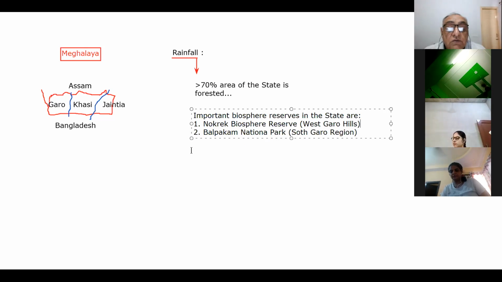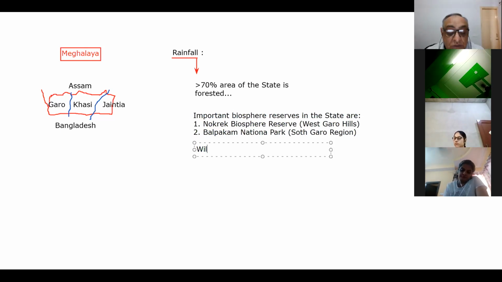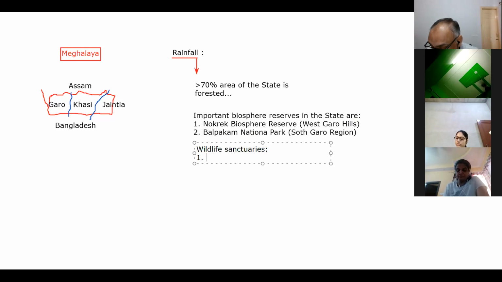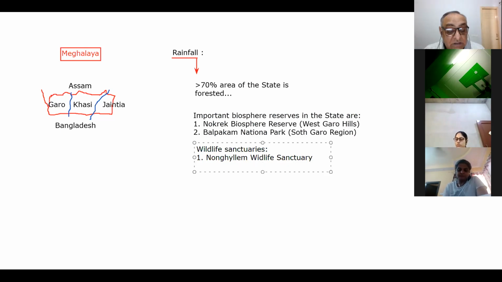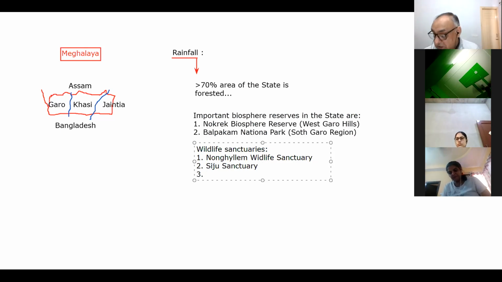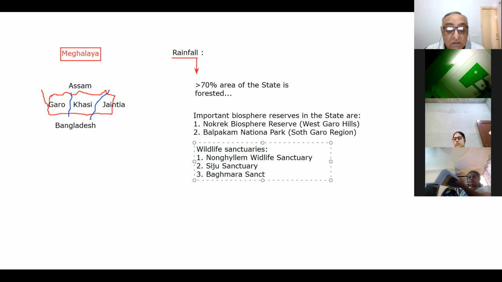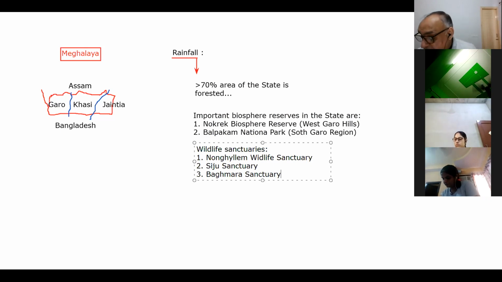So then there is about the wildlife sanctuaries in the state. As far as the wildlife sanctuaries in the state are concerned, one is we can say Nongkhyllem Wildlife Sanctuary, right? And second is we can say Siju Sanctuary. And the third one is Bagmara Sanctuary. So these are the three important sanctuaries, though many others are there in the state, right?